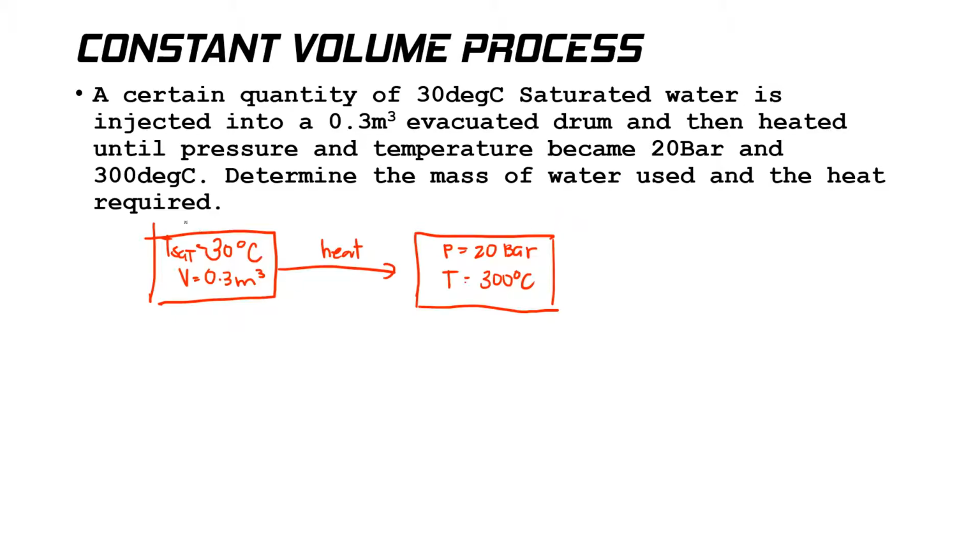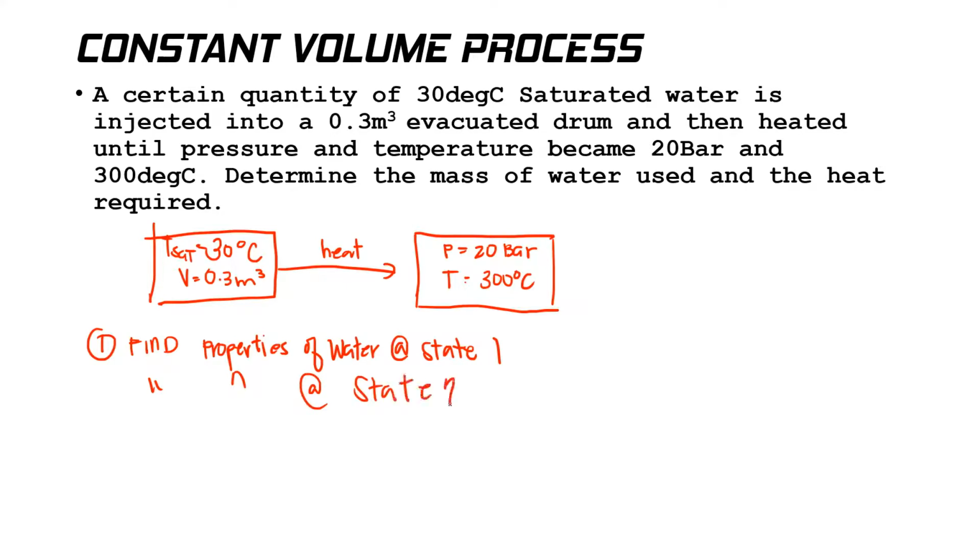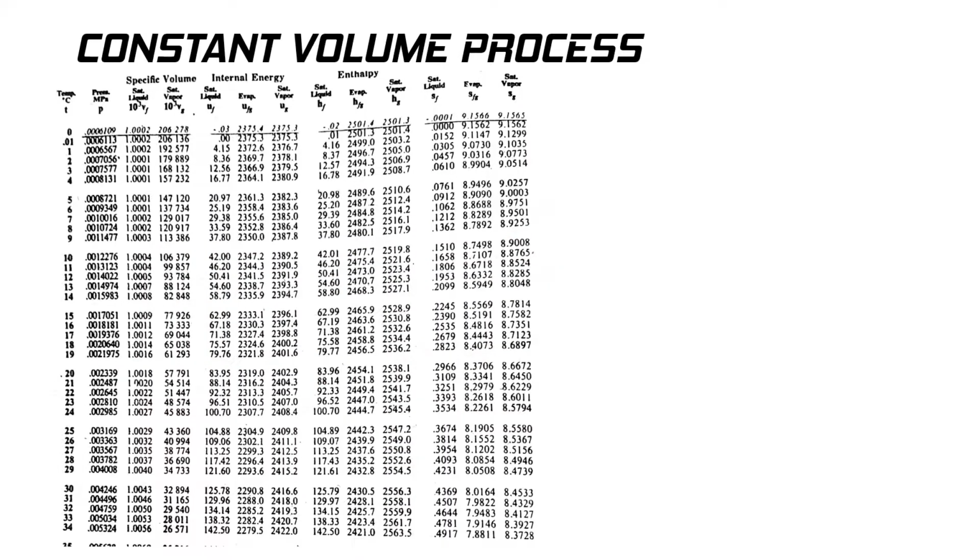First, we know that the state of our water is in the saturation state. So the first step is we need to find the properties of the water at state 1. Then next is to find the properties at state 2. We're going to use our steam table to find the properties of water at state 1.